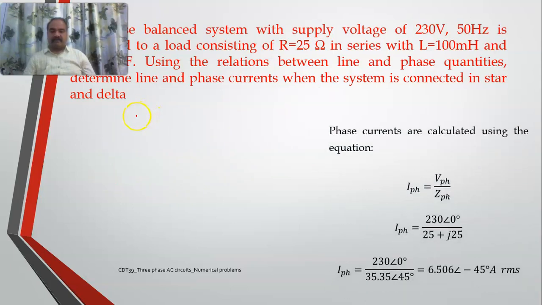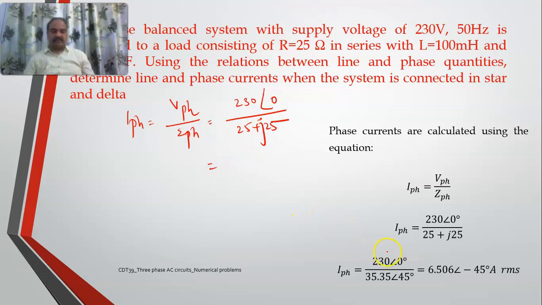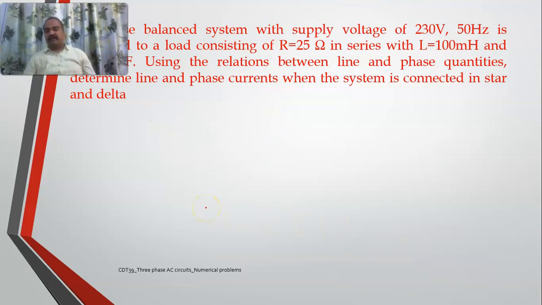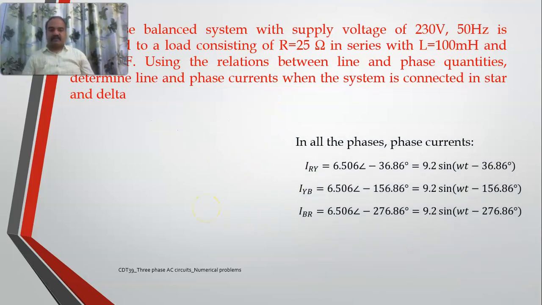Now, if you want to calculate the current, what is I phase? What was I phase? The basic one was 230 at 0 by 25 plus j25. So what will I be getting? 230 at an angle of 0 by 35.35 at an angle of 45. So I will be getting 6.506 at an angle of minus 45. This is my current. Okay. Sorry, again there was a small mistake here.